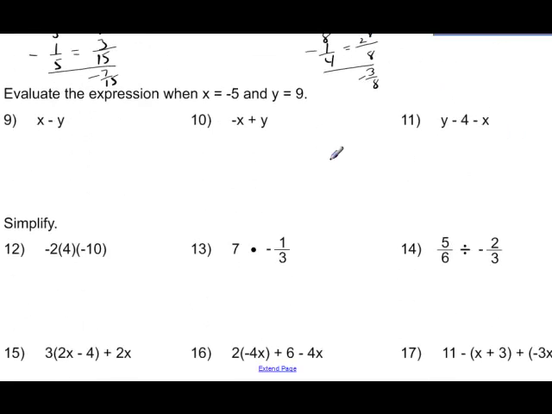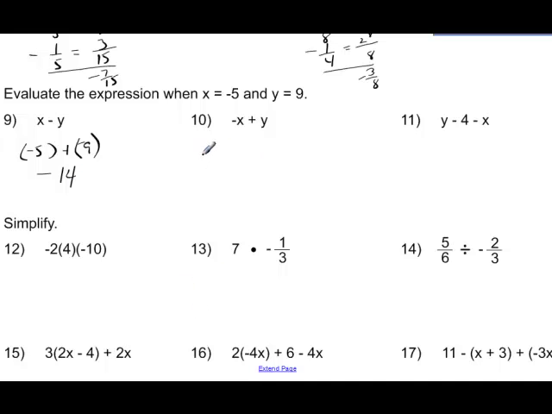Okay, expression. So I'm going to substitute negative 5 in for x, minus, substitute 9 in for y. I'm using parentheses so I make sure I substitute correctly. Here I'll do my same change switch. So I have a negative 5 and a negative 9, which means they're negative, and I add them up.